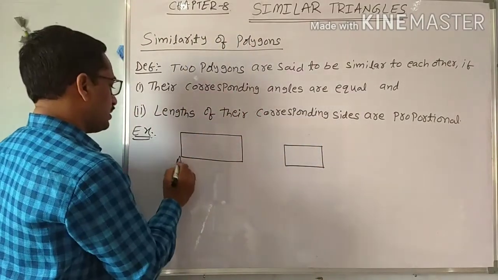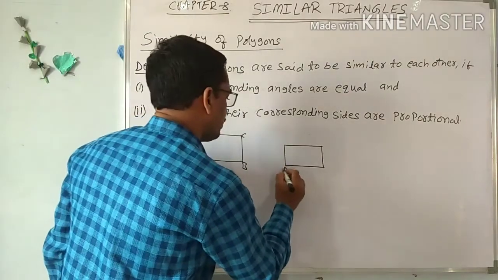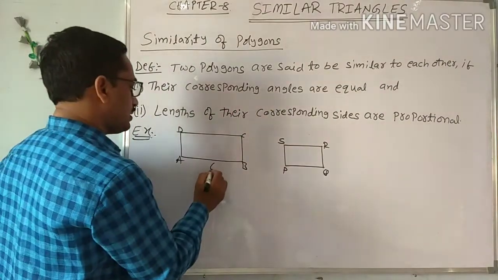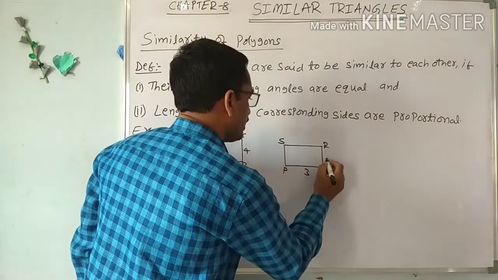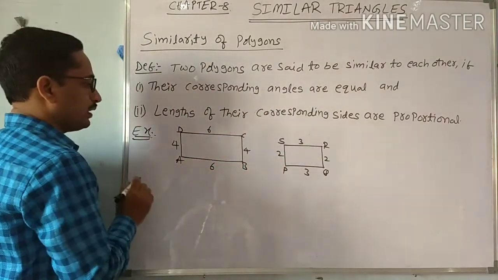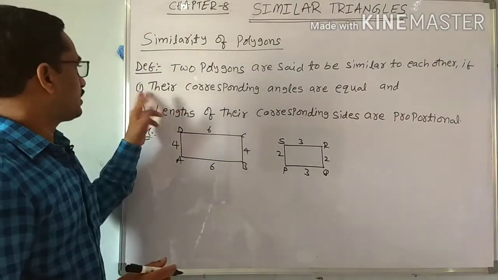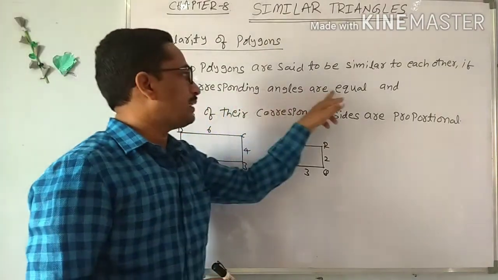The first one is ABCD, and the second one is PQRS. Here I am taking the lengths like this: 6 centimeters, 4, 6 centimeters, 4, and here 3 centimeters, 2 centimeters, like this. So, these are the two polygons. First, check whether the first condition is satisfied or not: their corresponding angles are equal.